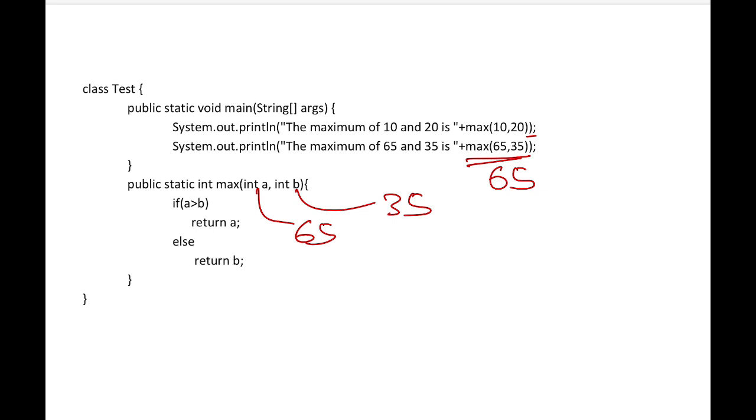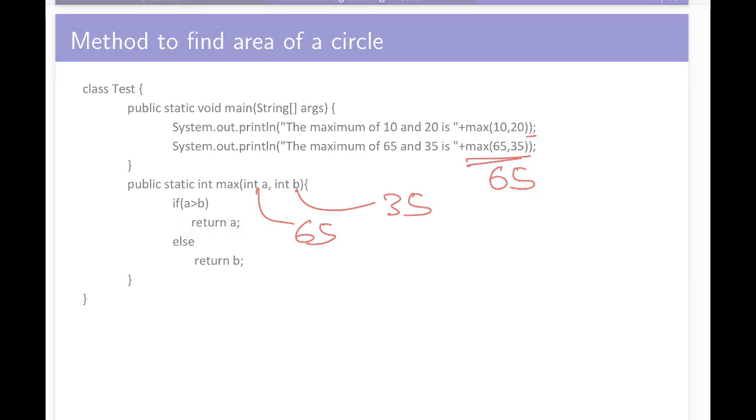When the method executes the return statement, the method is going to finish its execution. When it encounters a return statement, the method finishes its execution and the value is returned to the caller method. So here, which caller method? The main method is calling the max method, so the value is returned to the main method.